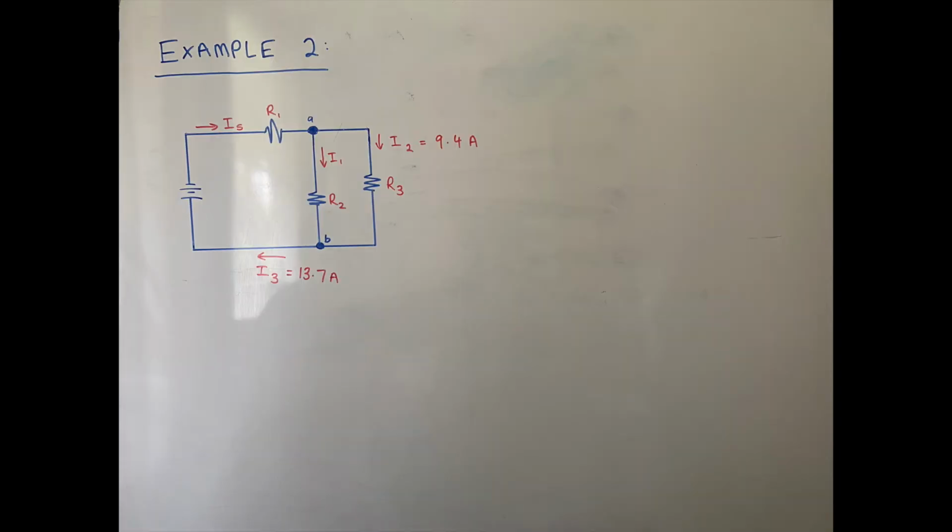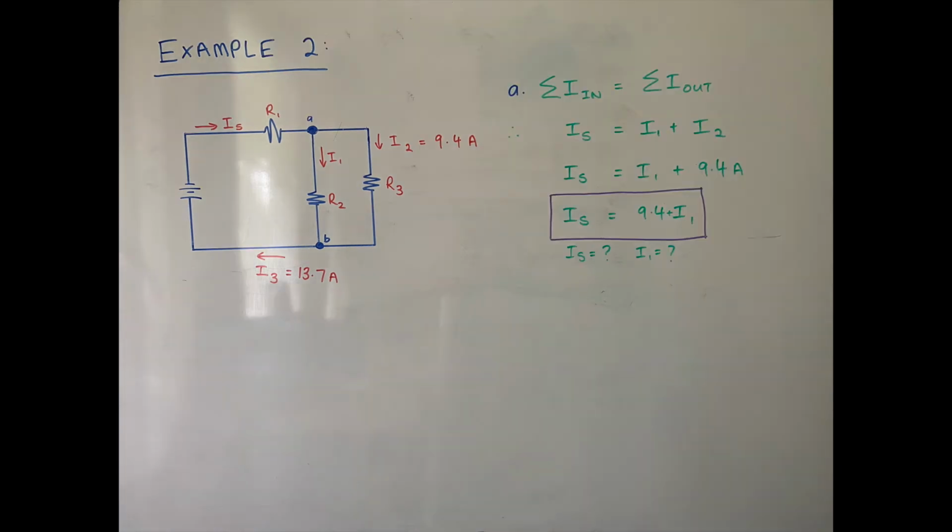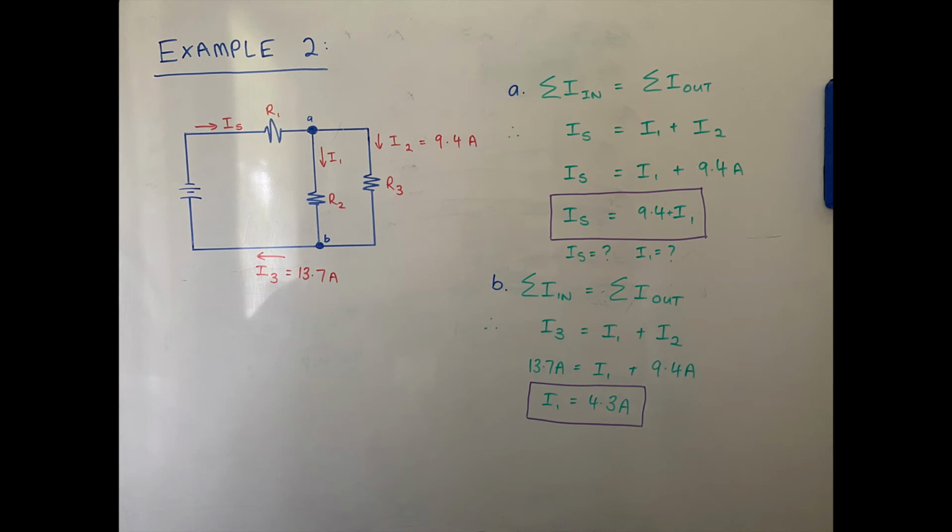In example 2, we have two unknowns. Looking at junction A, we use Kirchhoff's law to get IS equals I1 plus I2. Subbing in the values we already know, we get an equation of IS equals 9.4 plus I1, but we still have two unknowns. Looking at junction B, we get an equation of I3 equals I1 plus I2, and we have two known values, therefore I1 equals 4.3 amps.